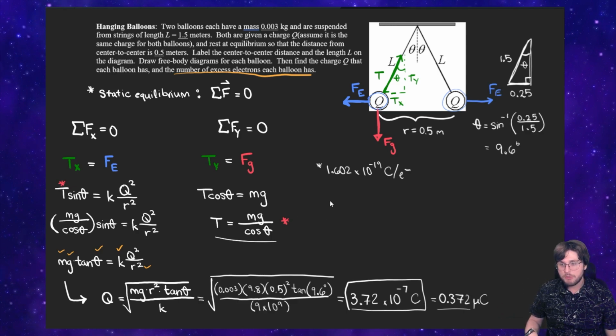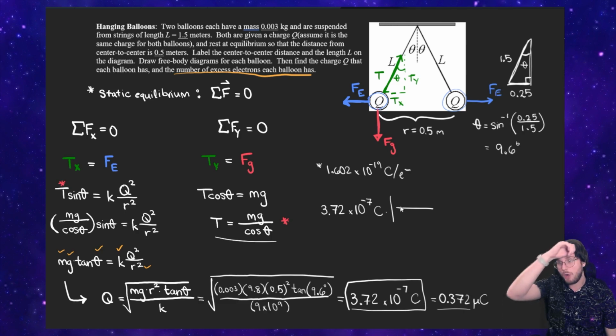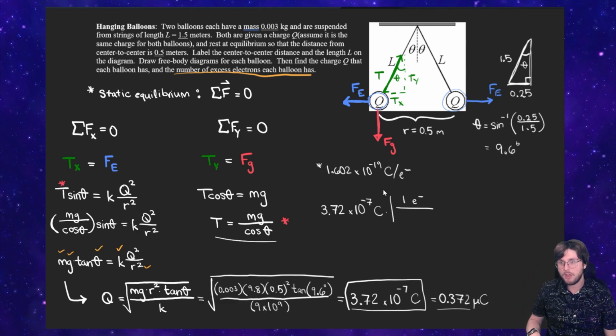So over here, we're going to write out our charge, which is 3.72 times 10 to the negative 7 coulombs. And then with dimensional analysis, on the top, we want electrons. So we'll just do 1 electron. On the bottom, we should have something in units of coulombs. That way we will get rid of the coulombs unit. So for every 1 electron, you have 1.602 times 10 to the negative 19 coulombs.